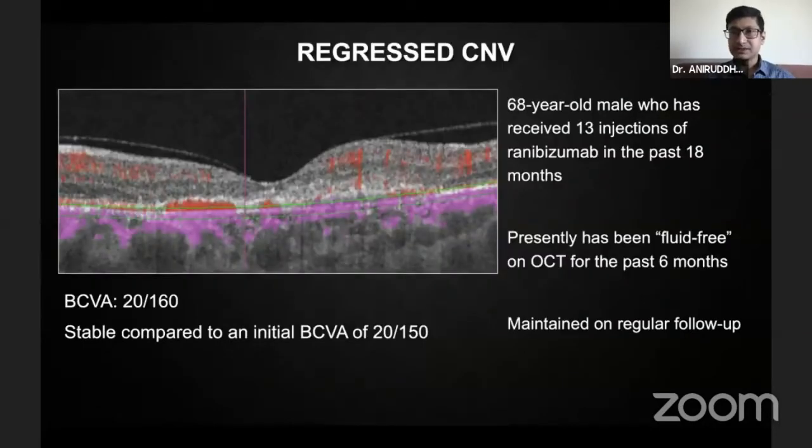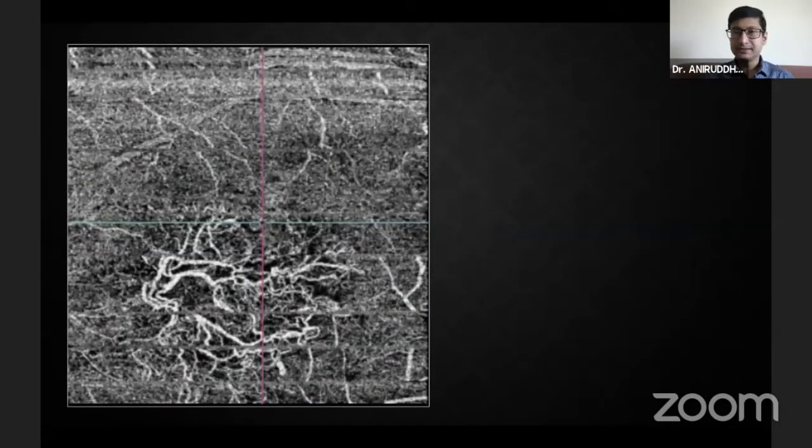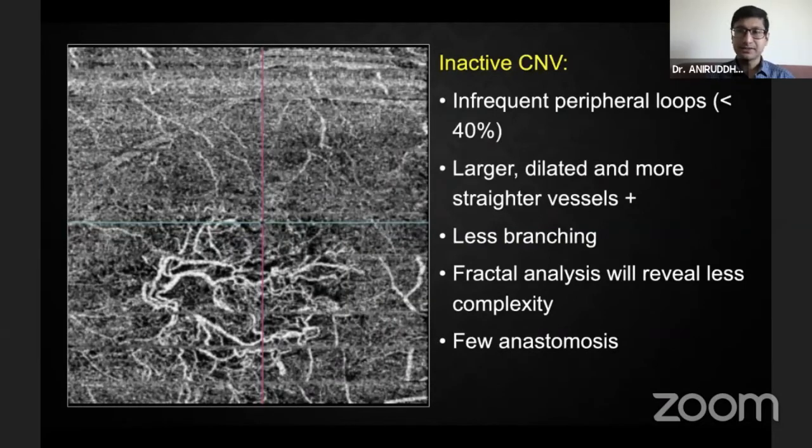Look at this patient, who is a 68-year-old male, has received multiple injections, and there is no fluid on the OCT. This patient has a stable visual acuity, and you realize that this image on the OCT angiography is nothing but an inactive CNV. If you are treating on the basis of this visible trunk on OCT angiography, you may not achieve much, because this is a large trunk with infrequent branching and less anastomosis, and this is a very stable or regressed CNV.